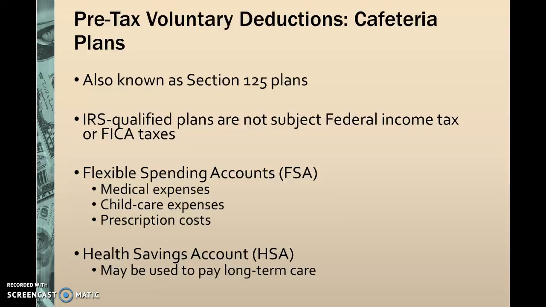1-year period. The other pre-tax cafeteria plan is called a health savings account, which is HSA, and this may be used to help pay for long-term care. So these are some of the pre-tax voluntary deductions.